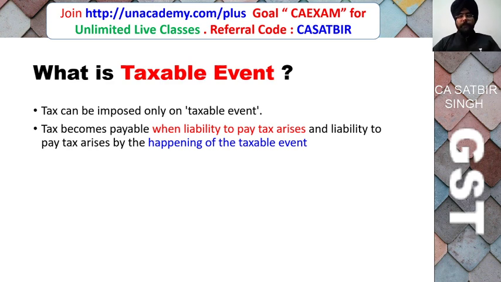So friends, what is the taxable event in GST? Tax can be imposed only on a taxable event. Tax becomes payable when the liability to pay GST arises, and the liability to pay tax arises by the happening of the taxable event. So you are not required to pay GST when goods are manufactured. Similarly, you are not required to pay GST when the goods are stored in your factory premises. You are required to pay GST when supply is happening. So supply is a taxable event under GST.